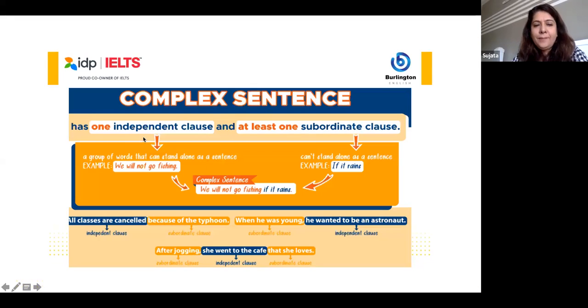Some more. Okay. If we look at an independent clause, what is an independent clause? A group of words that can stand alone as a sentence. That means a full stop can come because it's making sense. What's a dependent or a subordinate clause? The one that cannot stand alone and cannot just be standing with the full stop because it's not making sense. It's vague. So here, the red one is the independent clause and the blue one is the dependent clause. We will not go fishing if it rains.